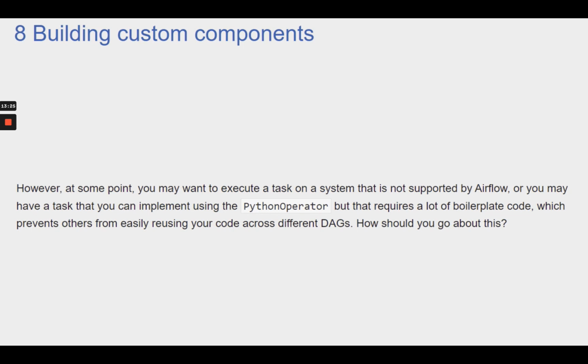However, at some point, you may want to execute a task on a system that is not supported by Airflow, or you may have a task that you can implement using the Python operator, but that requires a lot of boilerplate code, which prevents others from easily reusing your code across different DAGs. How should you go about this?